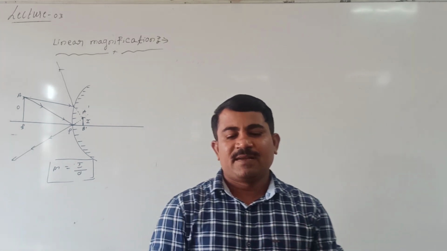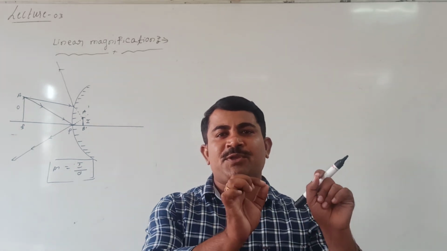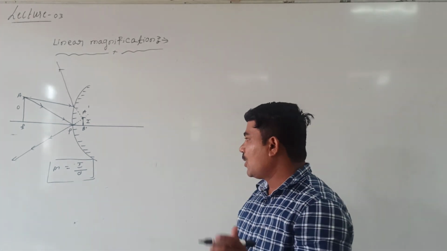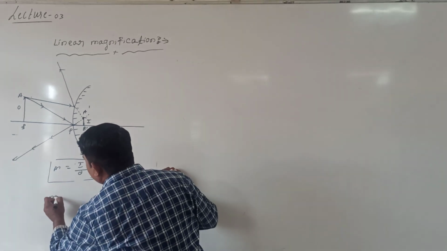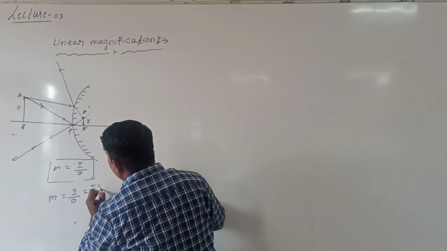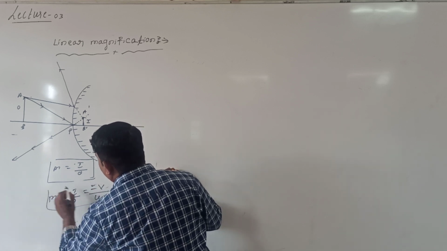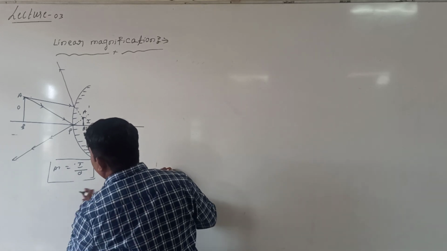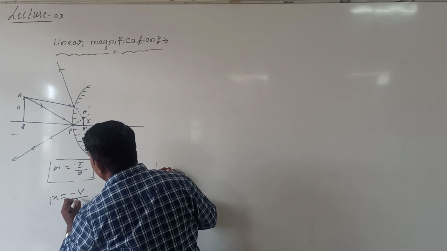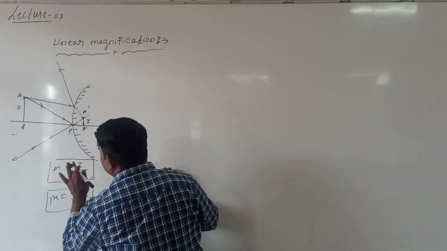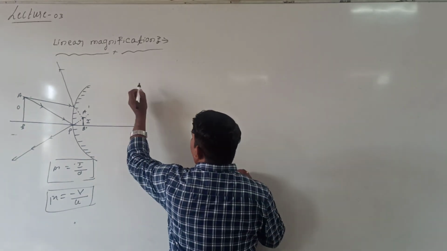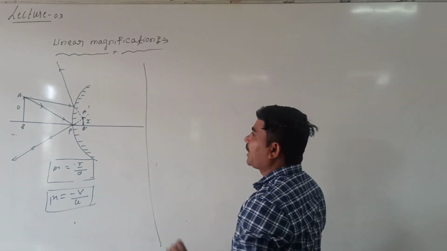But now linear magnification in terms of U, V and F. Before that, we know linear magnification is I divided by O, which is equal to minus V divided by U. Generally we got this formula. M is equal to minus V divided by U. Generally this formula, or you can take this formula. In terms of U and V, linear magnification, how to take?